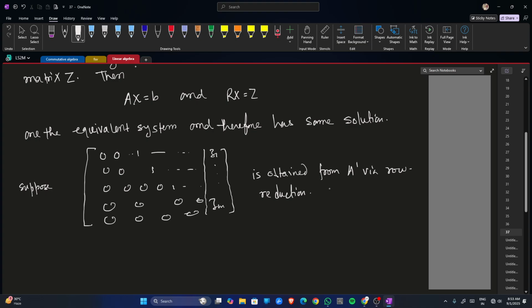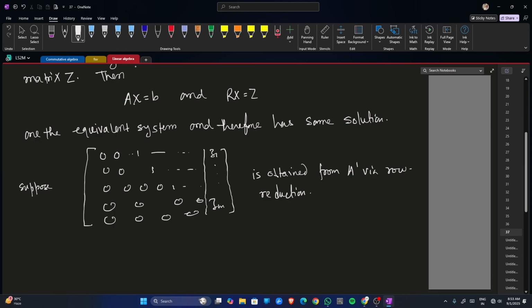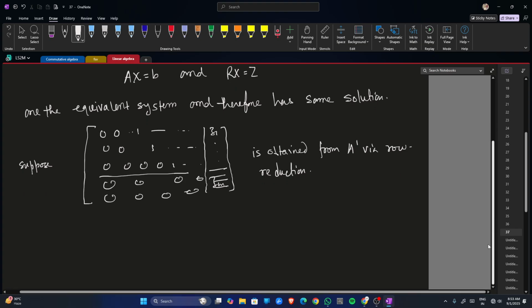Now the system has a solution if and only if, suppose the last row is 0, then Zm is 0. Suppose the row before the last row is 0, then Zm minus 1 is 0. So the system has a solution if and only if the number of 0 rows here is the same as the number of 0 rows here. Otherwise you cannot say the system has a solution.